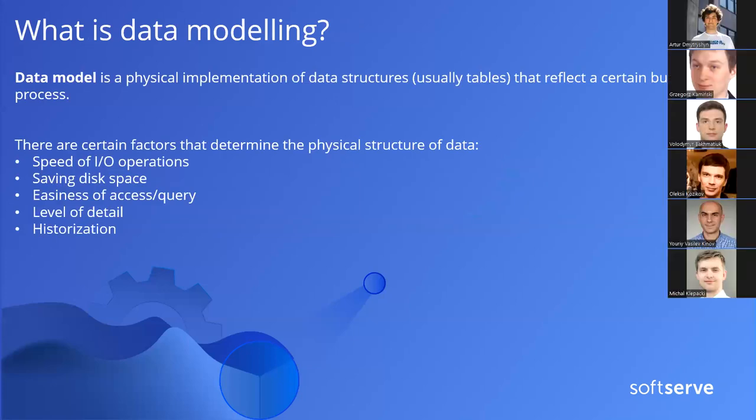Okay, so what is data modeling in general? You could say data model is the way you arrange tables inside your data warehouse or generally database, so that it reflects the business process that it is supposed to reflect. That's my personal definition.